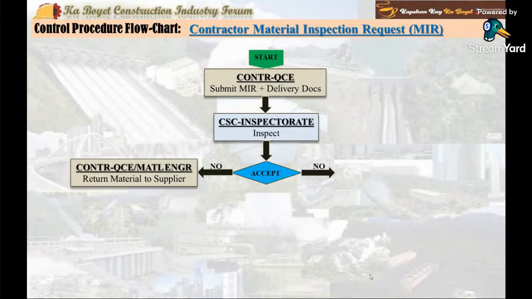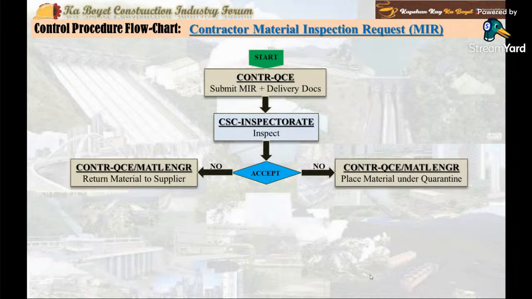Or not accepted and marked placed under quarantine, the contractor QC engineer or material engineer and the consultant shall quarantine the material and the supplier or manufacturer shall submit rectification proposal or they can just dispose the material from the project site and replace them. The output document is a signed MIR with an action code rejected placed under quarantine plus the delivery document.